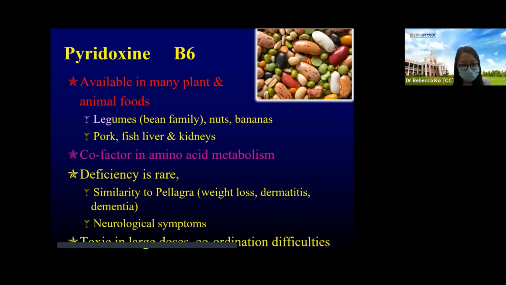If we don't have enough intake, there's a problem. But if it's a lot, there's a problem too. Large doses are toxic. We have some difficulties in coordination. So we need a balance. You're right.